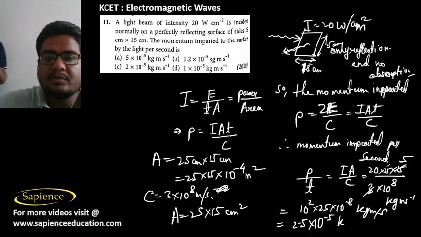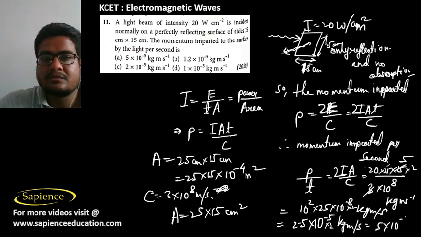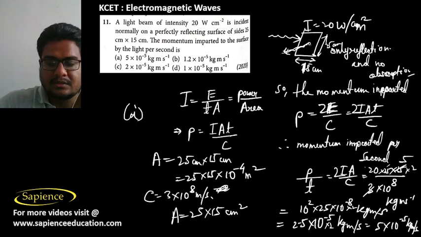Actually, it will be 2E by C since there is only reflection. Only reflection, 2E by C. So into 2, also have to into 2. 5 into 10 power minus 5 kg meter per second. Option A is the correct.